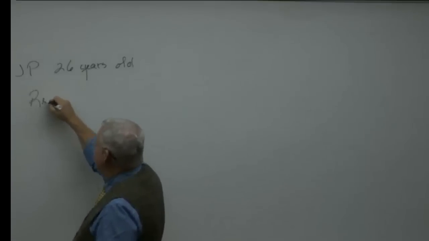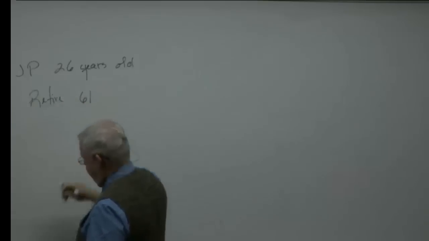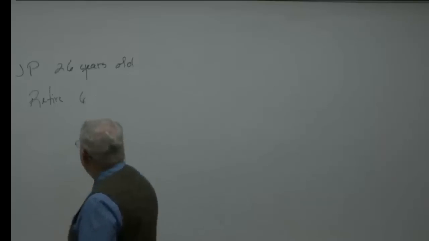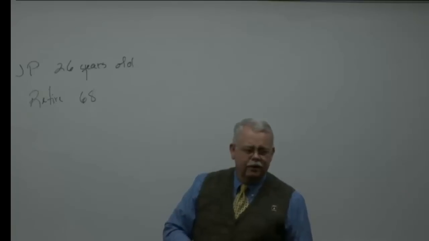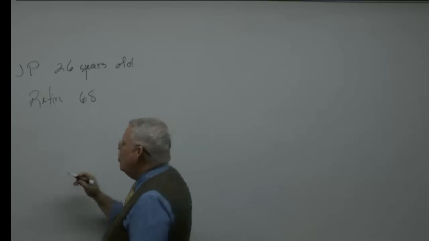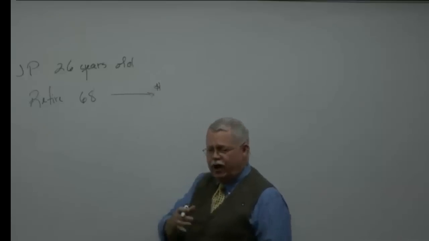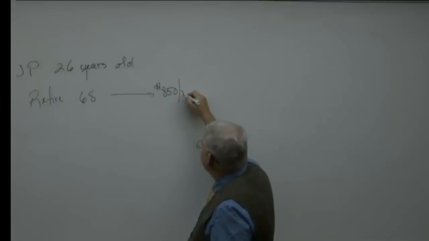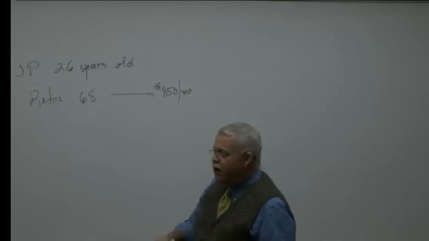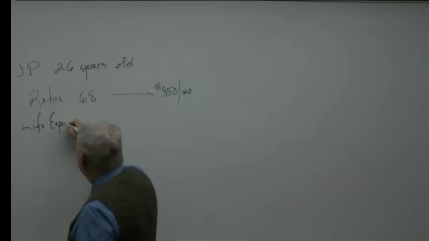JP is 26 years old. He wants to retire at age 61. No, he'll never make that. We know JP. He's hoping he can retire by age 68. That's more realistic. When he retires, he wants to have a little savings account set aside that is going to pay him $850 a month. And he has a life expectancy of age 81.